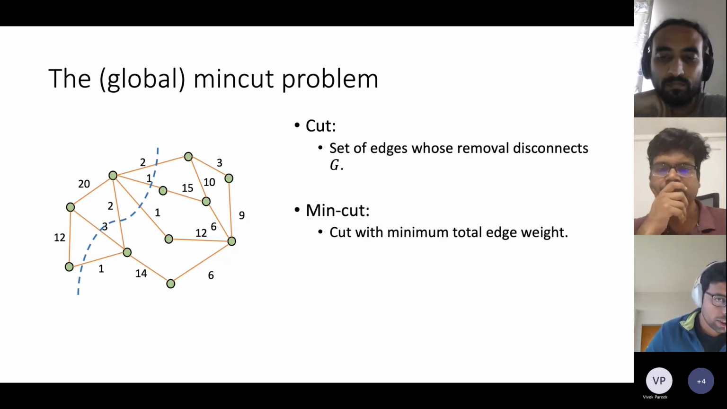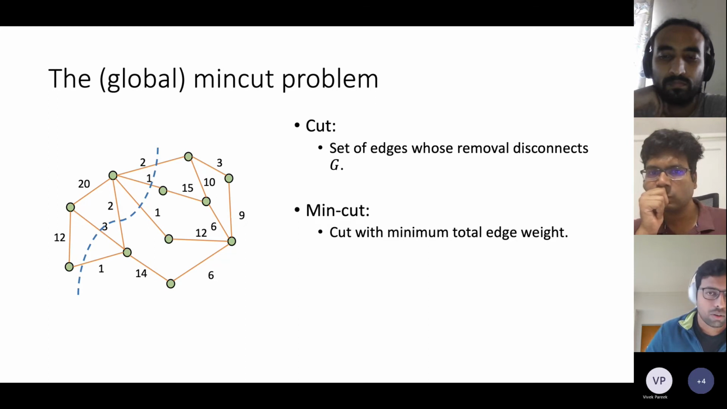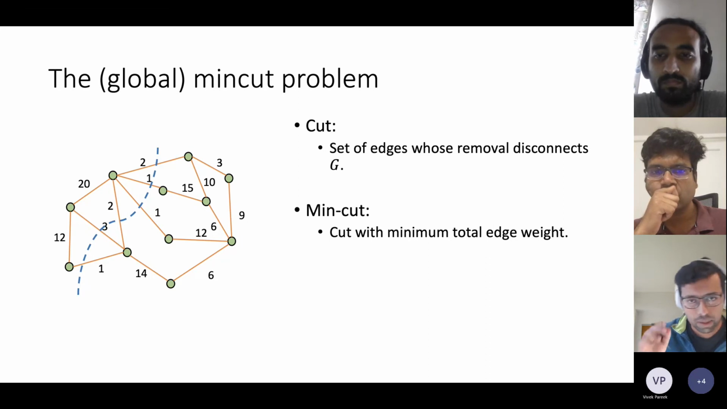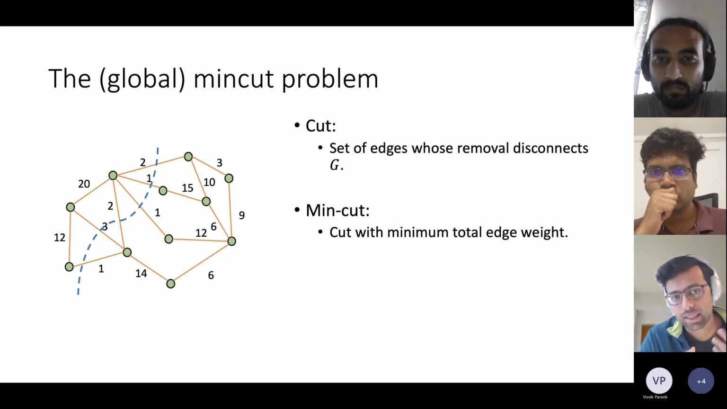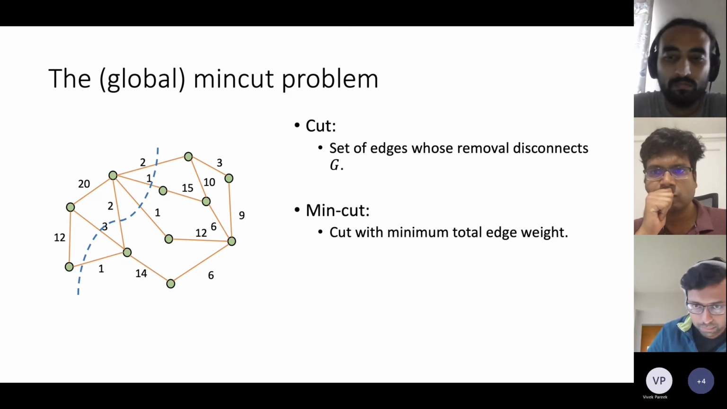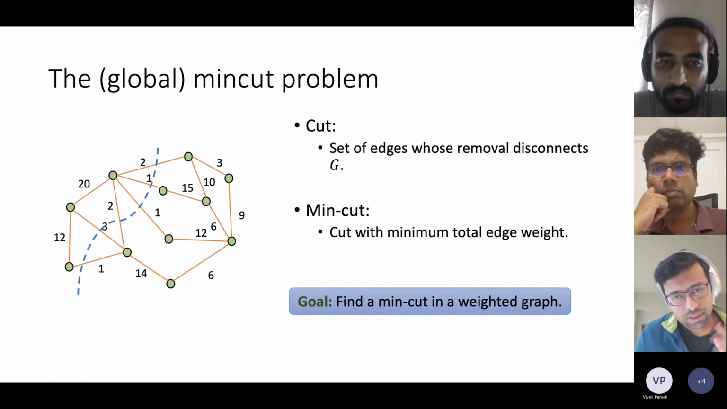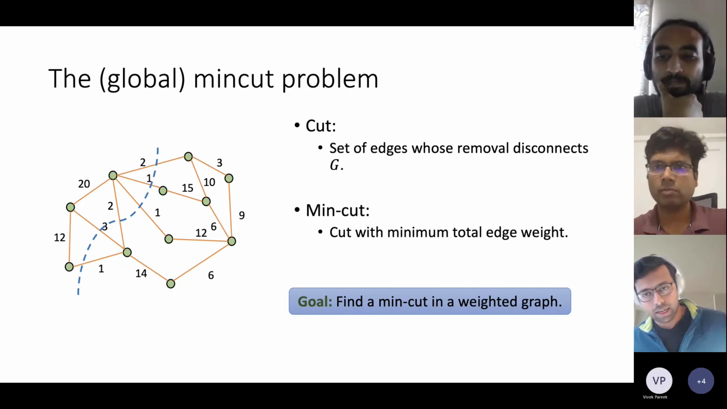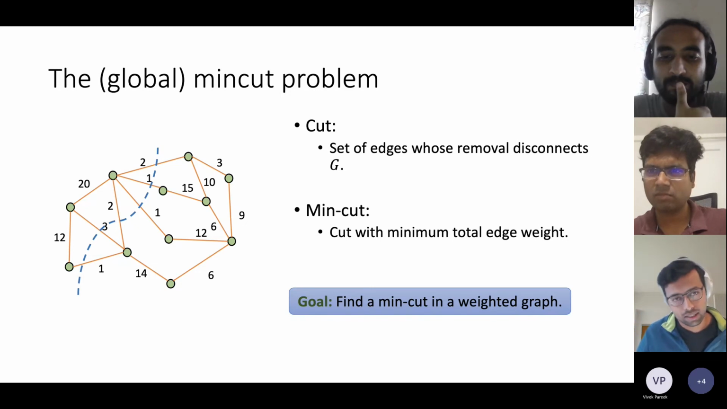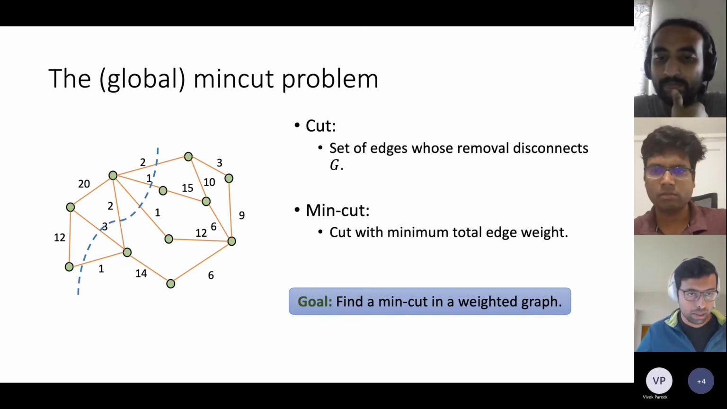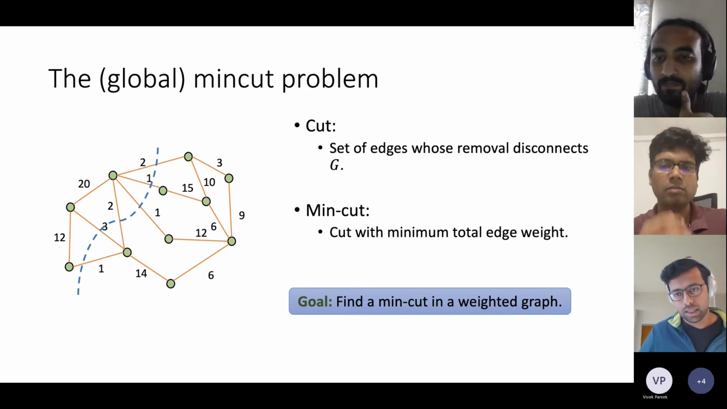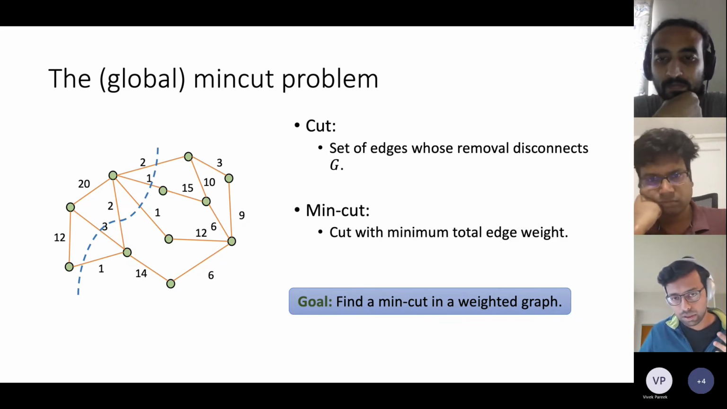The min cut question asks us to find the cut where the total weight of the edges crossing the cut is minimum. I should point out that it may not be a unique minimum. If there is more than one minimum cut, you just have to output one of them. In this talk, we are mainly interested in weighted graphs, so the edges can have weights and you have to minimize the total weight, as opposed to the unweighted case where you minimize the total number of edges.